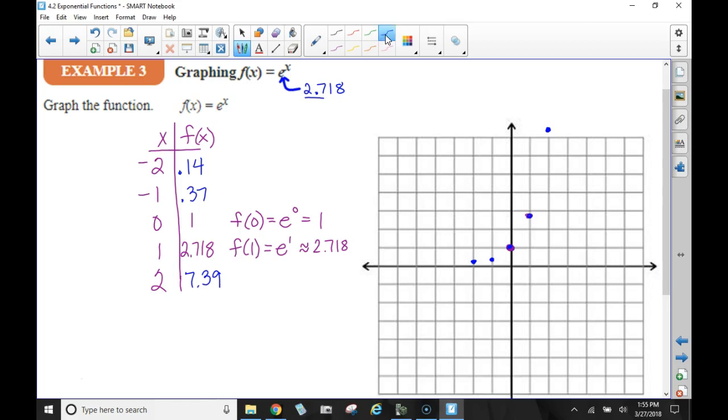Now, drawing in the graph of f(x) equals e raised to the x power. It's a little increasing exponential function. The domain is all reals. The range is positives, from a little bit above 0 on.